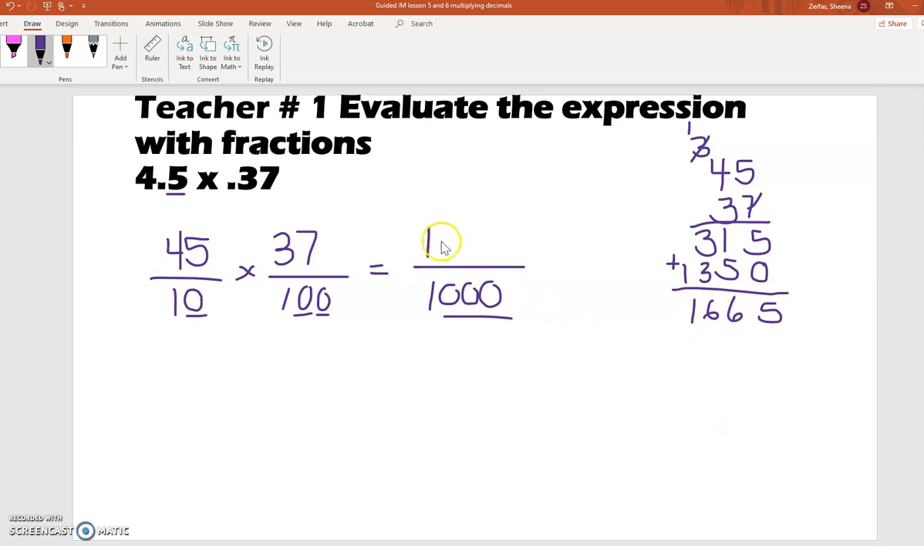And we get 1,665 thousandths. And then I can put that back into its decimal form. All I have to do is take the decimal point and shift it the number of zeros. So I have 1, 2, 3 zeros. So 1, 2, 3. My answer here is 1 and 665 thousandths.